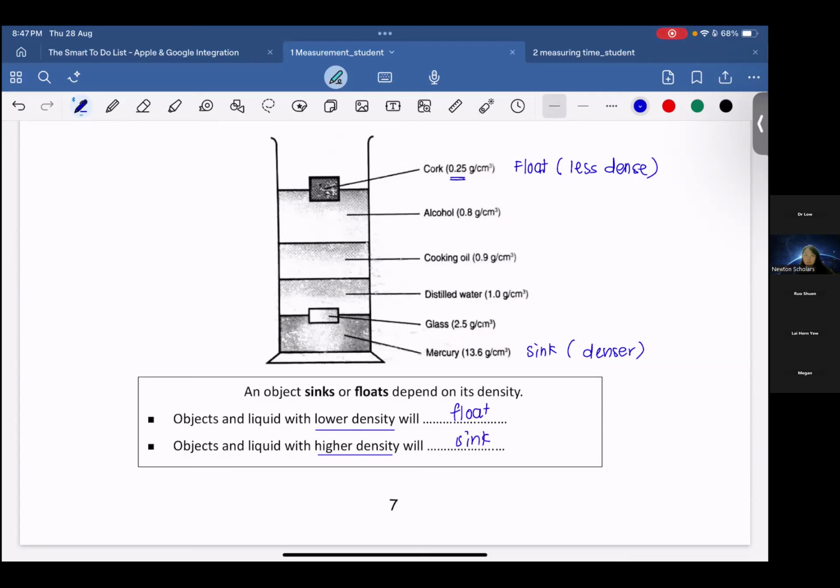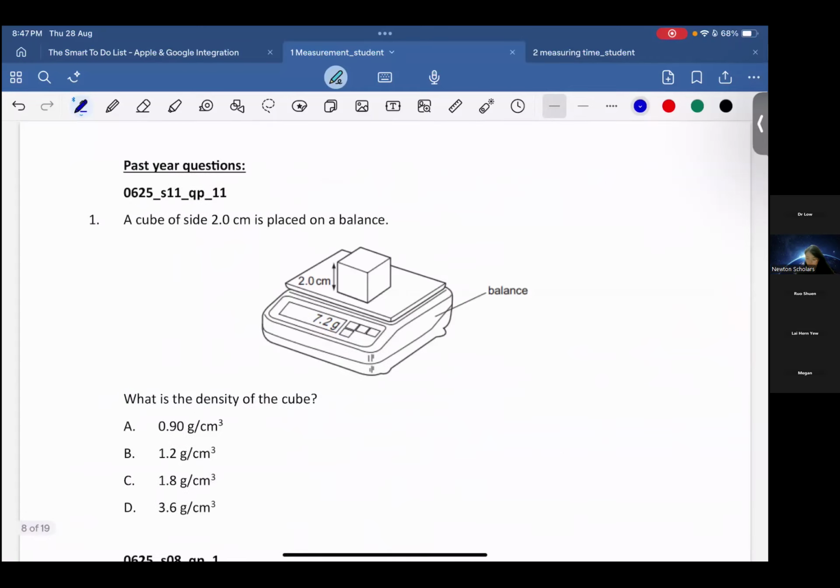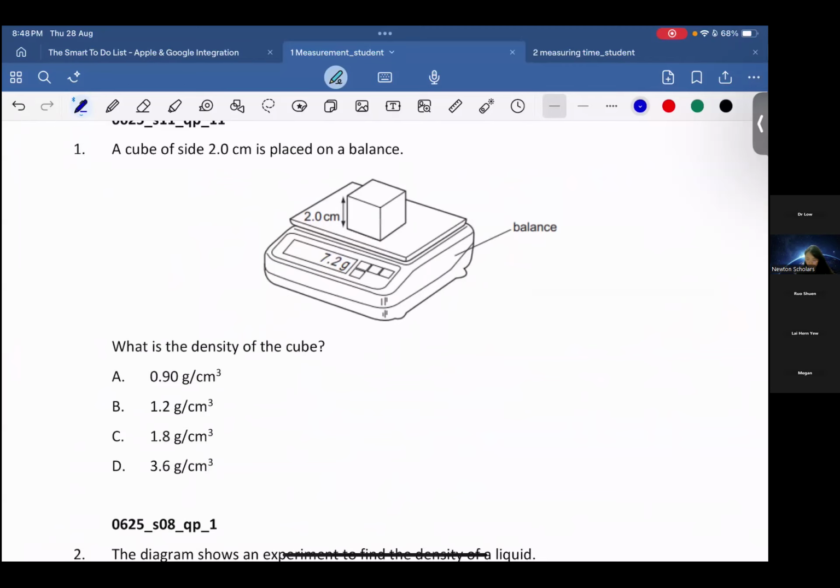Okay, boys and girls, we go to the past year question 2011. If I'm too fast and any page you haven't written yet, and I already go to the next page, then you have to type in the chat box and ask me to go back. So boys and girls, let's do this question. I want you to calculate the density of the object.